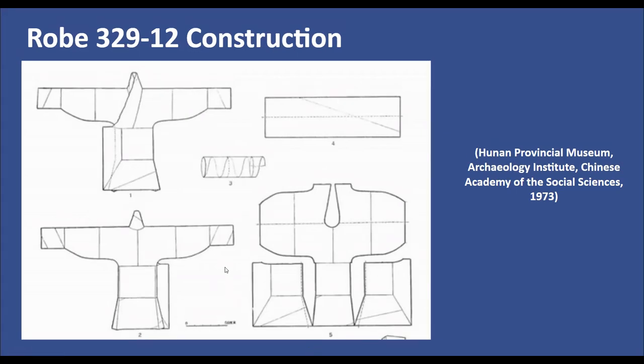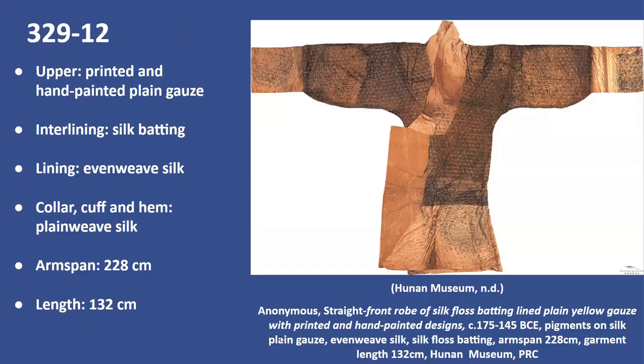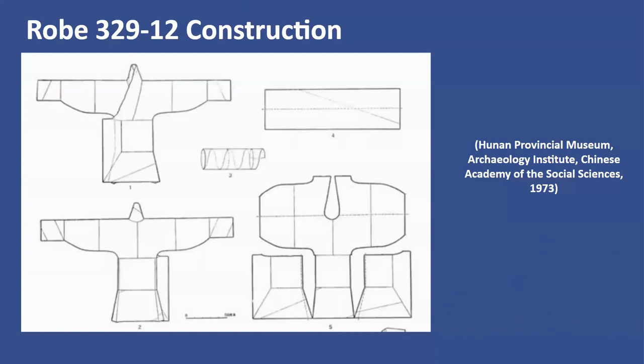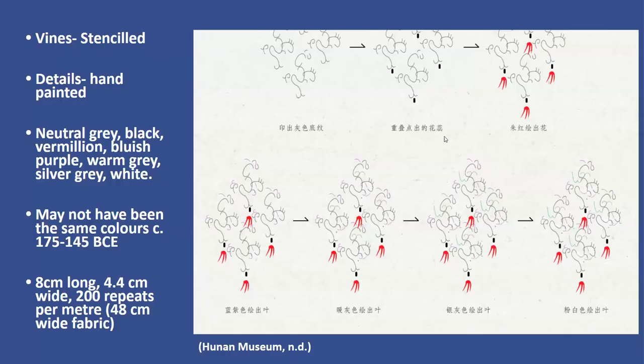So it's a comparatively more modest garment, but this robe, 32912, is anything but modest, because you see the design? Looking at the photo, you can't really tell what it is. It looks like a printed design or mold. This looks a bit like mold, for example. But the excavation report and also the studies of textiles from Mawangdui tell us that the pattern you're seeing is actually a combination of printing and hand painting.